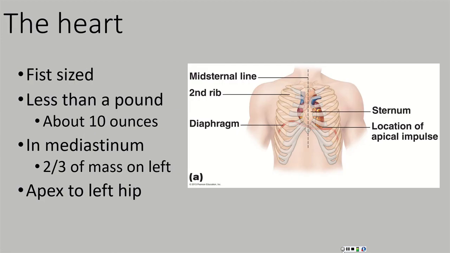All right, well, let's start talking about some general information about the heart. And we can see a picture of the heart here where it would sit within the chest. The heart is about the size of a fist, slightly bigger, but we generally say it's fist-sized. And it weighs less than a pound. Typically, the heart weighs about 10 ounces.